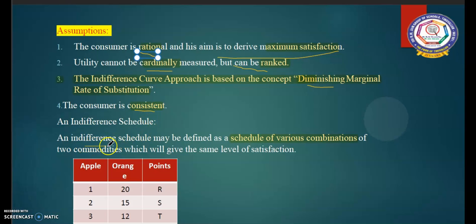Now, what is meant by indifference schedule? It may be defined as a schedule of various combinations of two commodities the consumer decided to buy which will give him the same level of satisfaction. In other words, we can say that it is a table which shows the different combinations of two goods that gives equal satisfaction to the consumer.